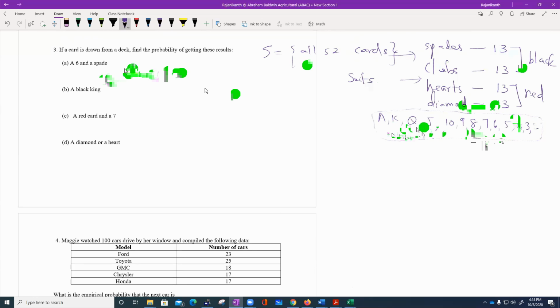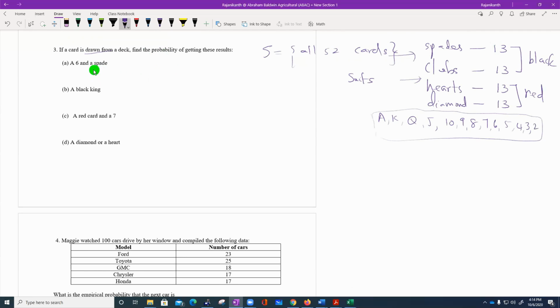Now, the first is finding the probability. You are drawing only a single card, remember. You are drawing only one card. So the probability of getting a 6 and, at the same time, that card should be a spade. You will see only one such card in the spade suit. Therefore, the probability of getting a 6 and spade is simply 1 out of 52.